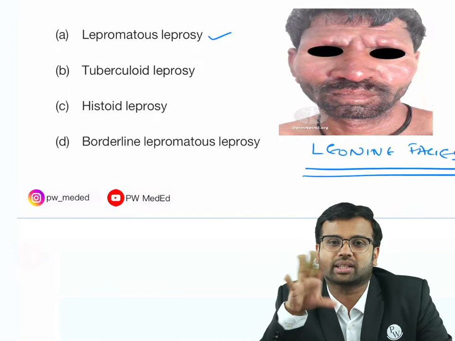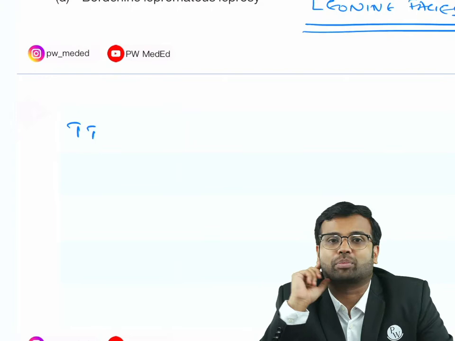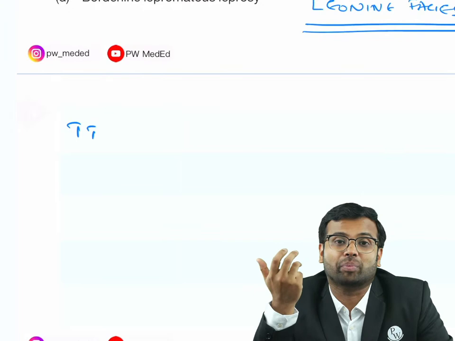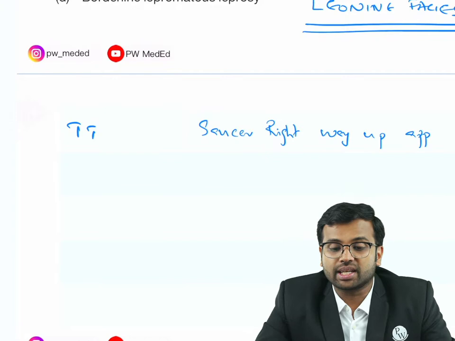So now let us quickly see what are the types of skin lesions that you see in leprosy. Now the first one is, let us talk about TT type of leprosy, tuberculoid type of leprosy. So in tuberculoid type of leprosy, what is the type of skin lesion? The type of skin lesion that you can see can be compared to a saucer right way up appearance, isn't it? You can see a saucer right way up appearance when it comes to tuberculoid type of leprosy.